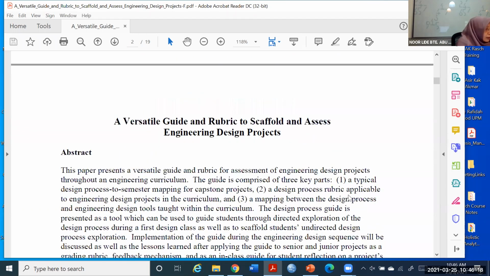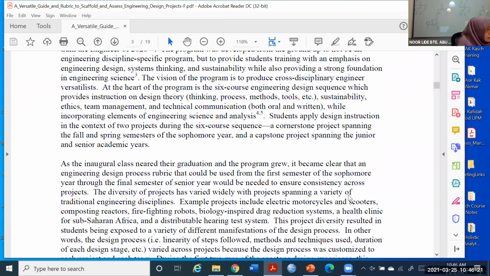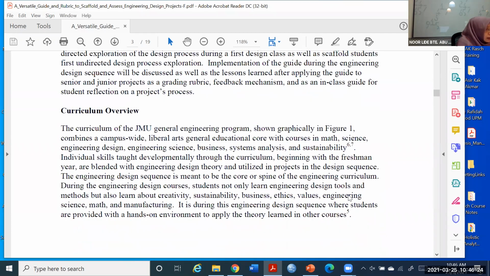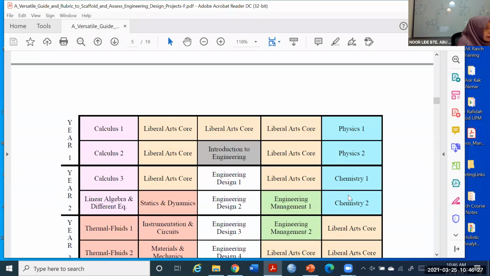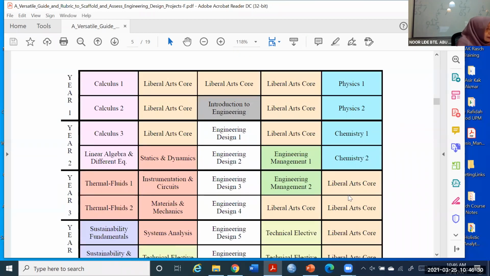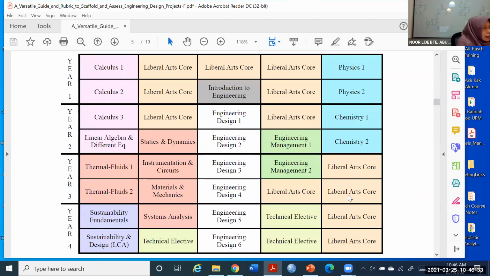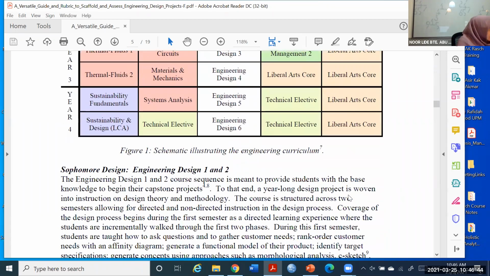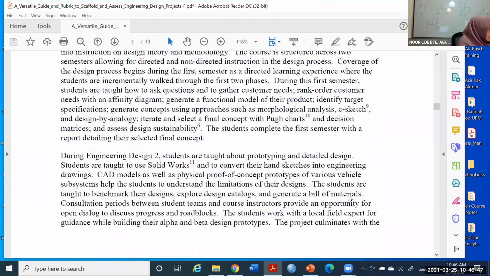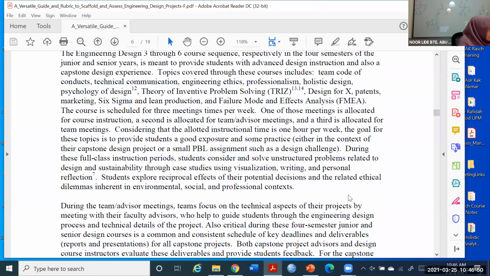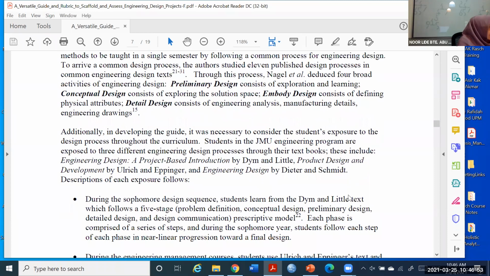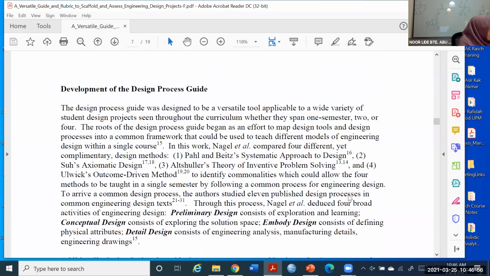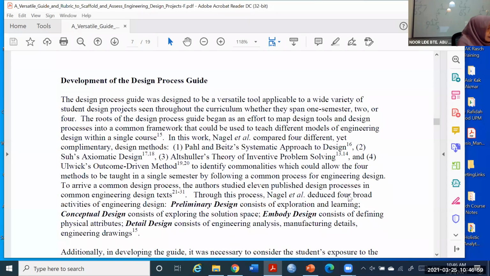Now in this example, this is why we need to look at what our friends are doing in the different disciplines. This is part of the curriculum. They have this engineering design. They have engineering design 1, design 2, up to design 6 in year 4. So there's an explanation about it. What I want to highlight is the development of design process guide.